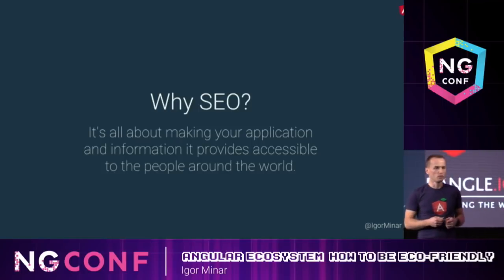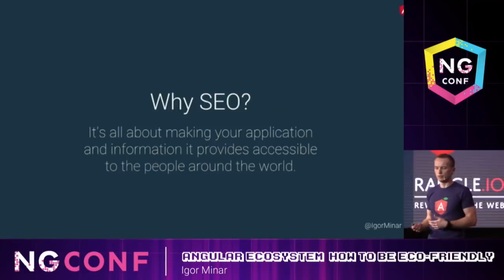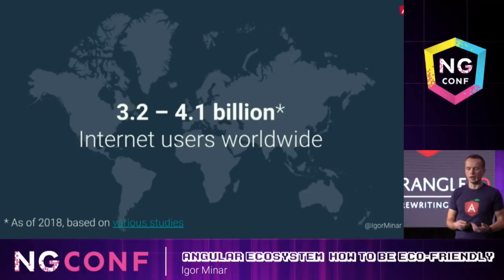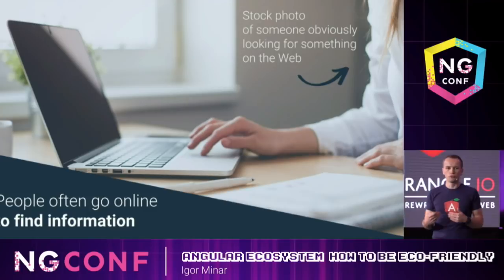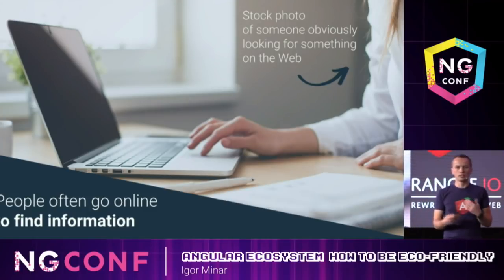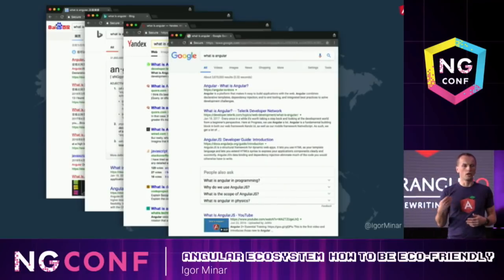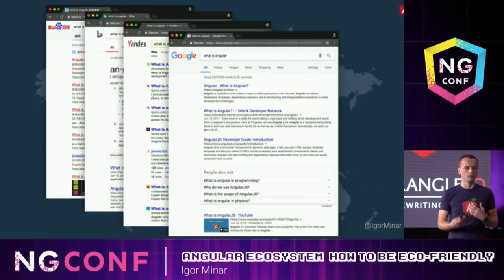So why SEO? SEO is really about making information that your application already provides accessible to more people. Around the world, there are about 4 billion people that connect and come online. And when they come online, they usually search for stuff. They search for information. They try to get some answers. And the way they do that is they use different tools, search engines of different kinds, where they type a query, they ask a question, they get a result.